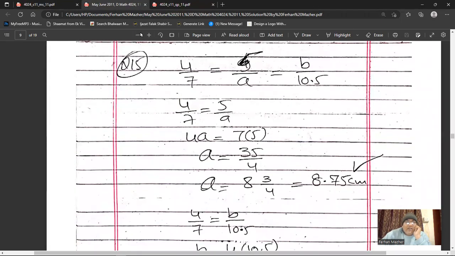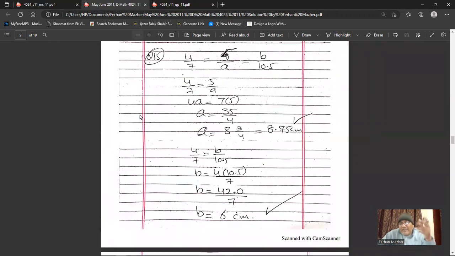Hopefully you understand this, especially how you know which side of this triangle will be divided by which side of the other triangle. That's a very important technique.